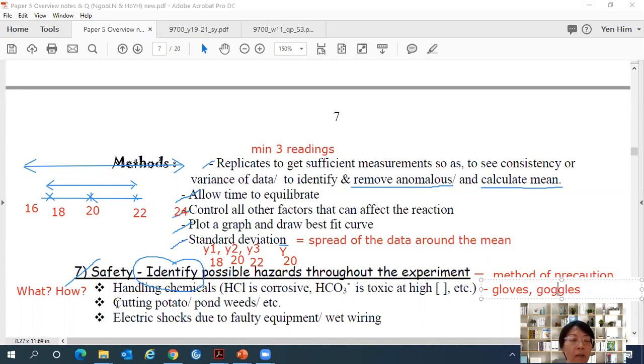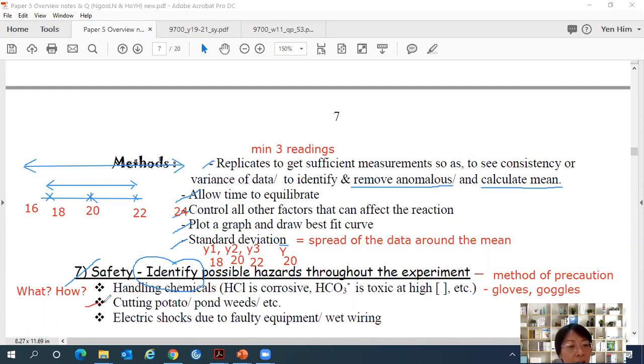Now, what if you use any chemical that is very volatile and has a very strong smell? Then you want to conduct the experiment or handle the solution in the fume hood, and switch on the exhaust fan. This is something that you can write for that kind of chemical.